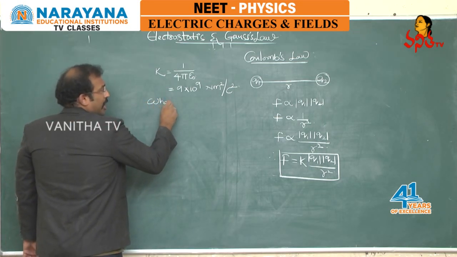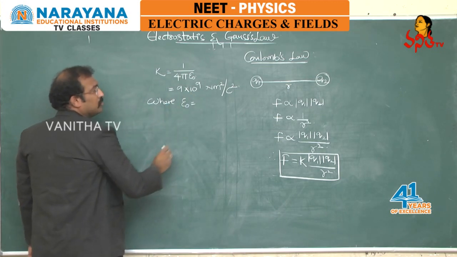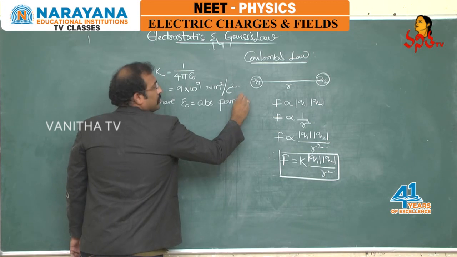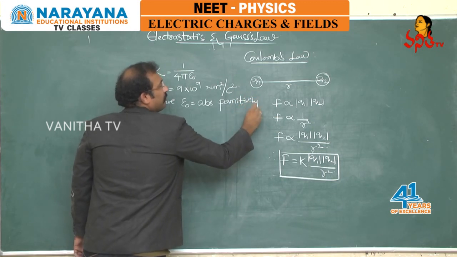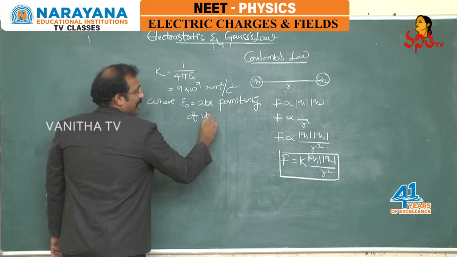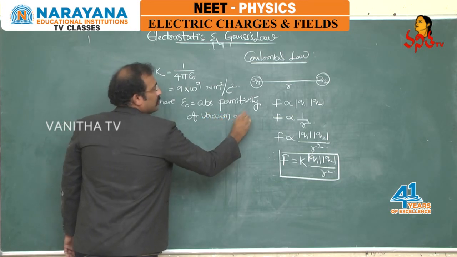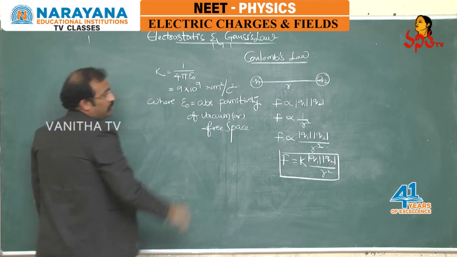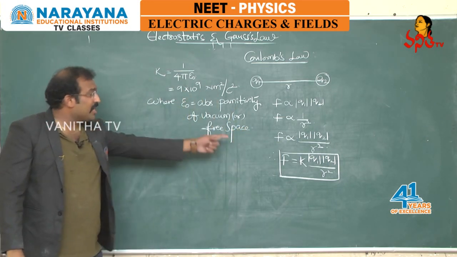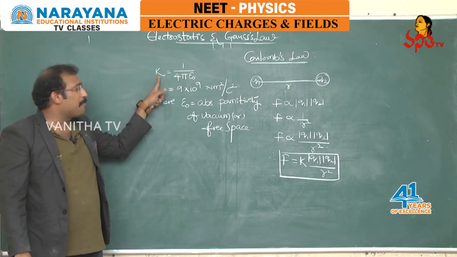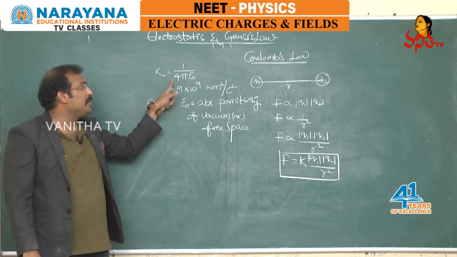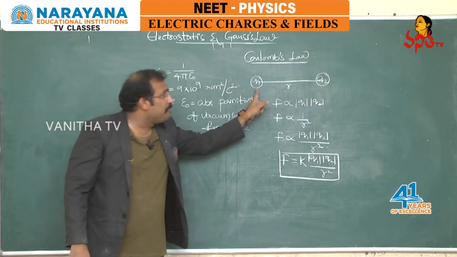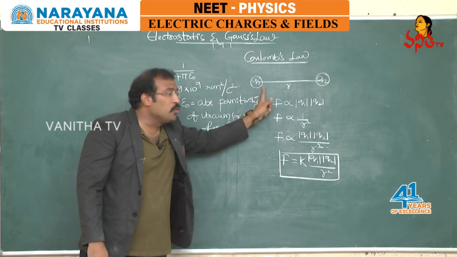where epsilon naught is equal to the absolute permittivity of vacuum or free space. So now once again we discuss K. K is a proportionality constant whose value is 1 by 4 pi epsilon naught, which depends upon the medium between the two charges and the units that we have taken.